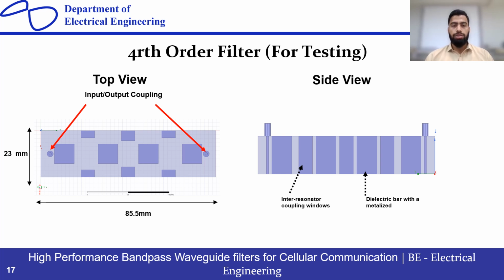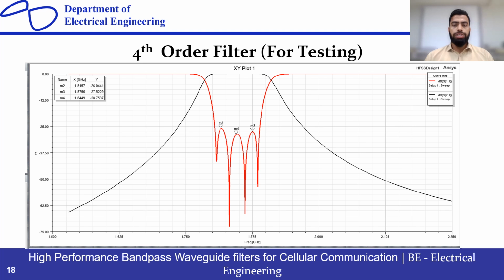Okay, so this is not the final model of my fourth order filter, but this is the testing model. This is the result for my testing fourth order filter, which is almost comparable to my final fourth order filter. As you can see here in the XY plot of the S parameters of this fourth order filter in the HFSS software, the M4 marker is almost on the center frequency of this filter, which is about 1.8449 gigahertz. So it is comparatively good results for my final model of this filter.